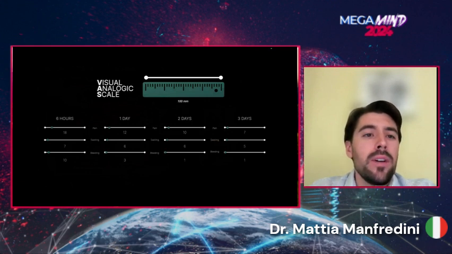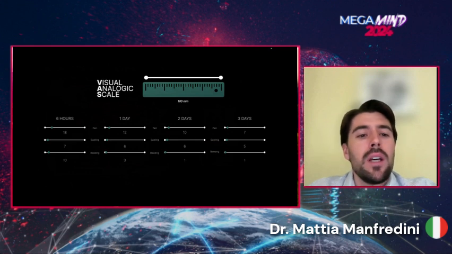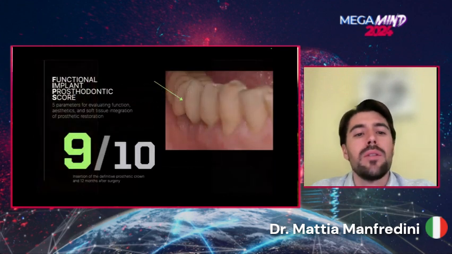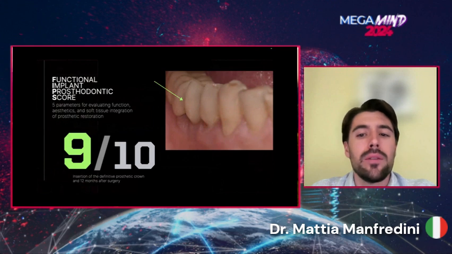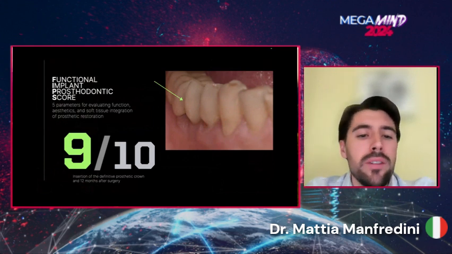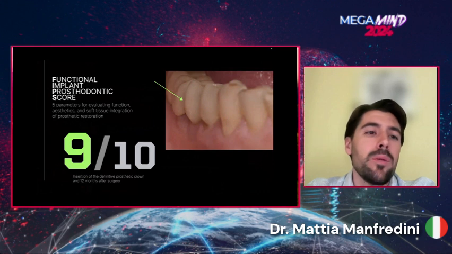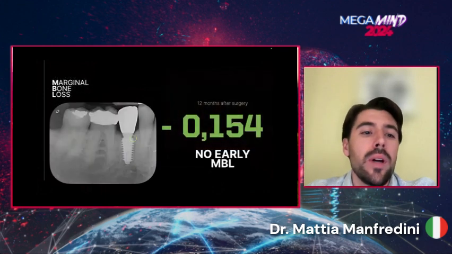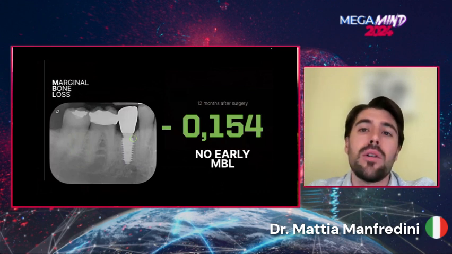Pain reported with the VAS score, the visual analogic scale, without analgesic, was present only in the first few hours, and there was almost zero bleeding and swelling at 1, 2, and 3 days after surgery. Complete absence of discomfort upon the delivery of the definitive restoration. Again, without passing through a provisional prosthesis, a maintenance of the tissue architecture and an optimal function. And this was analyzed with the FIP score, functional implant prosthodontic score, with results of 9 to 10 at the insertion of the definitive crown and at the 12 months control after surgery.